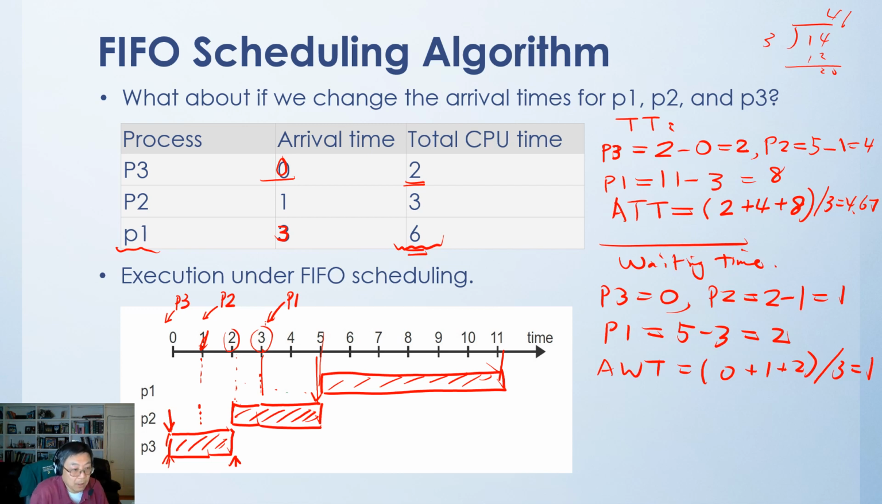Do you still remember the average turnaround time and also the average waiting time in the previous case? Now this is much improved, right? Why is it dramatically improved? It's the same algorithm. The only difference is that instead of letting the process with the longest total CPU time run first, we let the process with the shortest total CPU time run first. That actually makes sense in our real life, right?